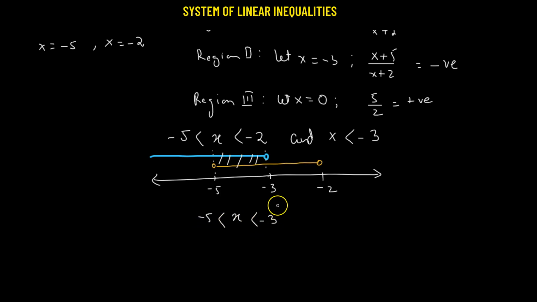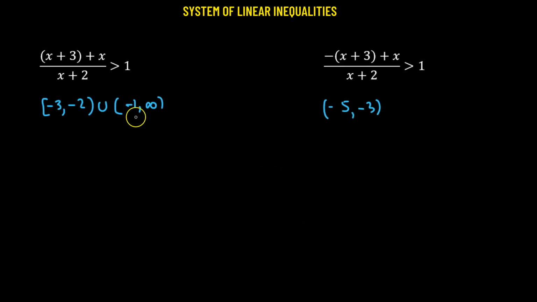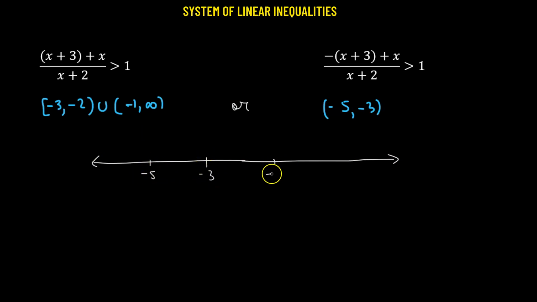Now that we have obtained the solution for both case number 1 and case number 2, we are going to combine it. From case number 1, we obtain this particular solution, and case number 2 gave us this solution. So these are the two solutions, and our final task will be to combine them. So let's do that with the help of a number line. On the number line, we will consider negative 5, negative 3, negative 2, negative 1.